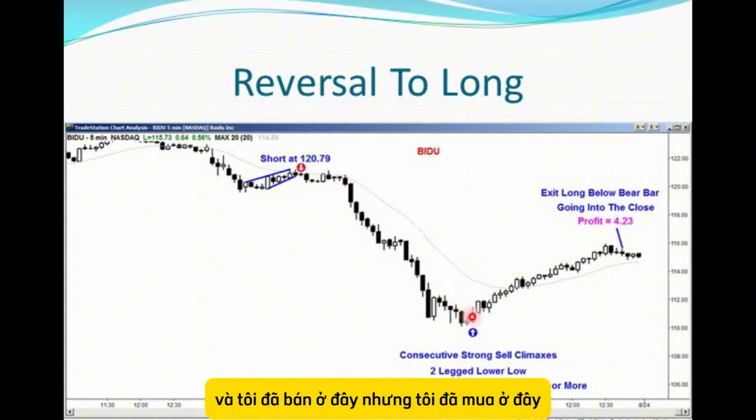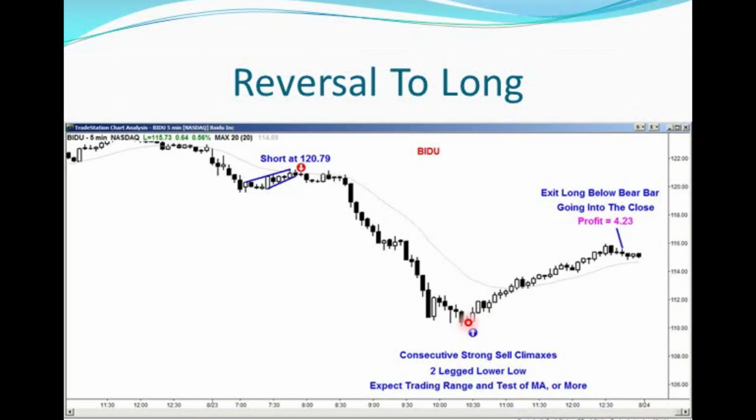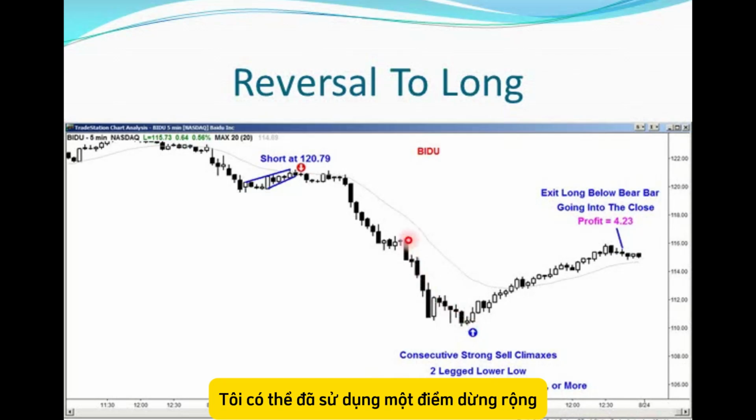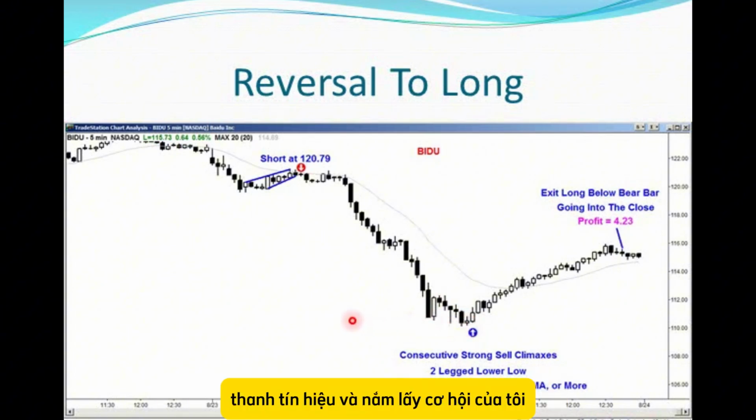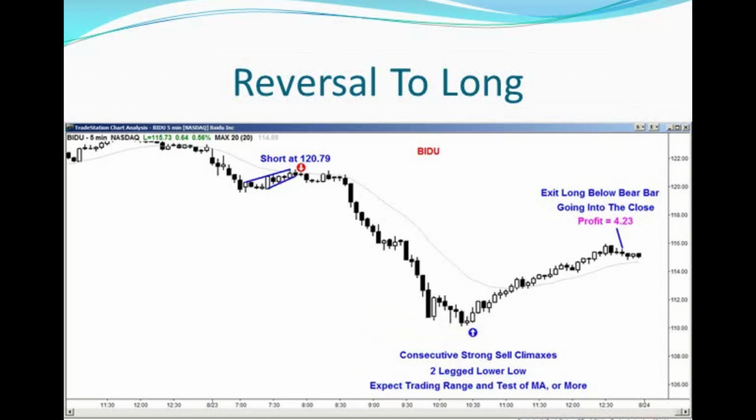But had I bought here, my initial stop, probably I would have put it below the low of the signal bar. I might have used a wide stop, like based on the height of this spike. I might have put a stop a measured move down. But given this particular setup, I personally just put my stop below the low of the signal bar and took my chances.